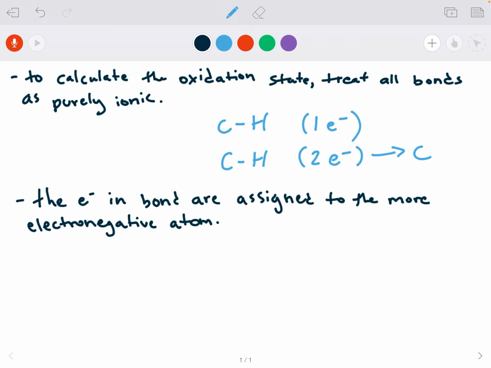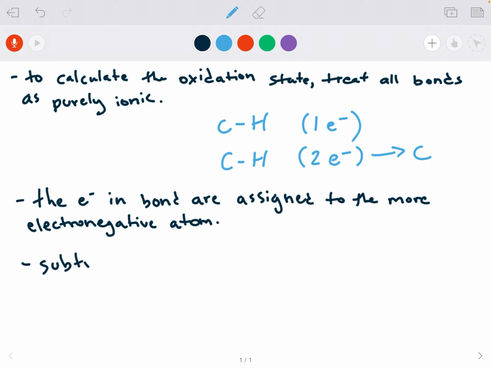The only time you'll split a bond and say give one electron to one atom and another electron to another atom is if it's the same two atoms. That's the only time you're going to split the bond, because then their electronegativities are identical because they are the same atom. Okay, so we've assigned all the electrons in a bond to the more electronegative atom.